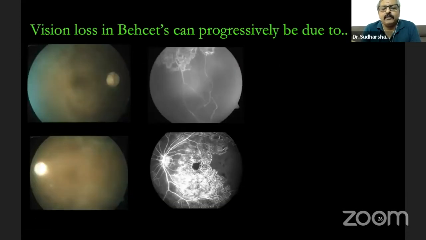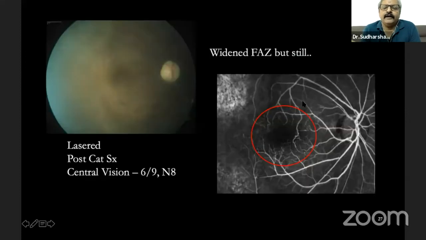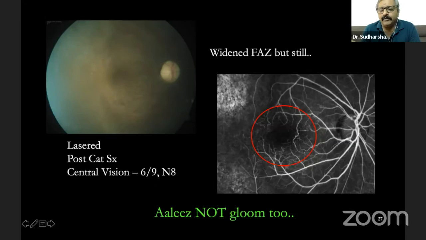Vision loss in Behçet's can be progressive because of the CNP areas and macular ischemia. Look at this dye; it doesn't seem to be interested in flowing further at all. It refuses to flow further, and we did laser, and after the cataract surgery, vision was still maintained. So it's not always gloomy. Sometimes, if you treat it appropriately, you can still salvage some vision.